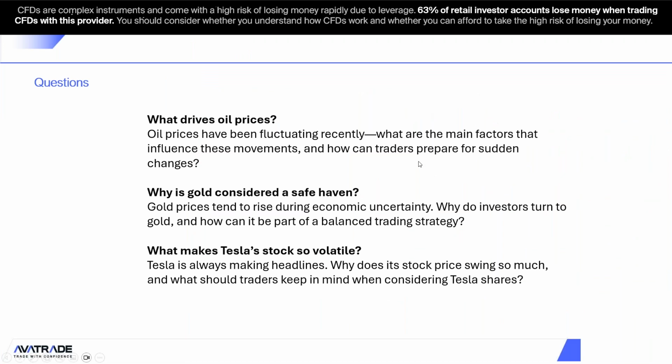And the second part of it, how can traders prepare for sudden changes? I really don't know what's the right way of answering that question. Any trader should be prepared for anything, and we can't control the outcome, but I think for any asset in the world, traders should be prepared to control the losses, to have strict risk management and money management.